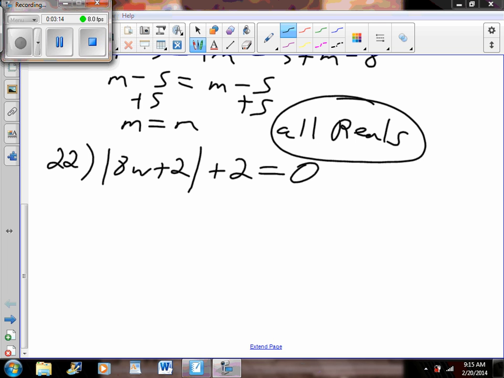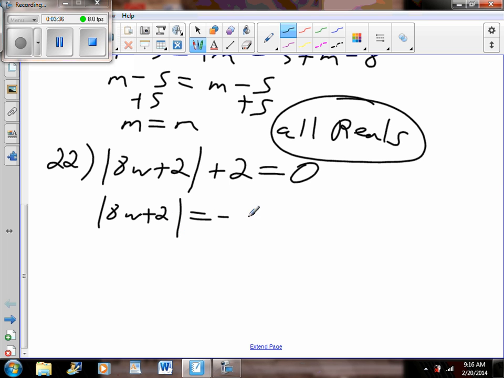Okay, number 22. This one, I don't know, y'all. We're still shooting about 50% on this one in this class, but some of you got it. The absolute value of 8w plus 2, then you add 2 to that equals 0. All right. When you subtract 2 from both sides, because whenever you have a situation like this, you want the absolute value part of the equation by itself. Some of y'all went ahead and created a couple of equations out of this, like I've coached you to do on the absolute value problems.